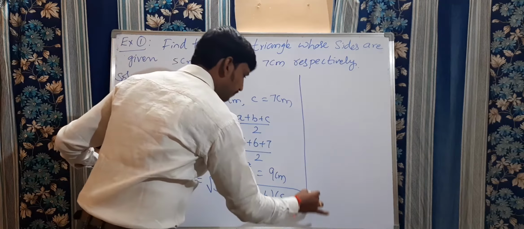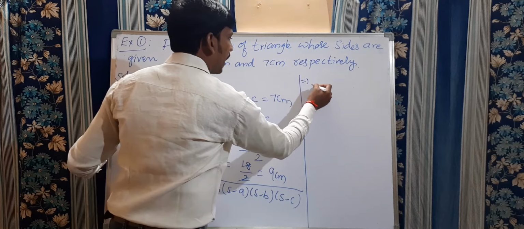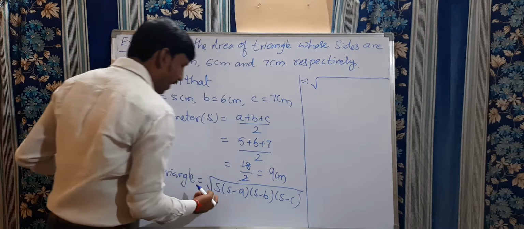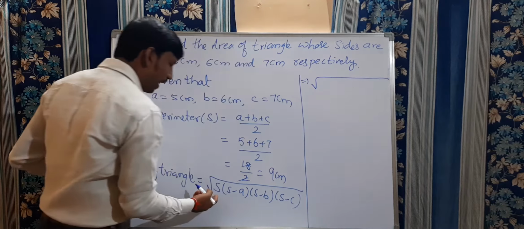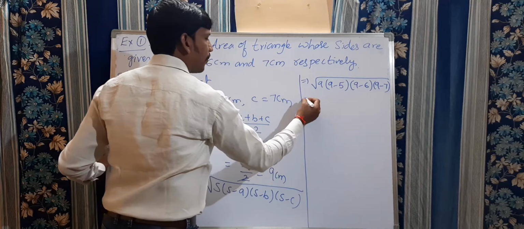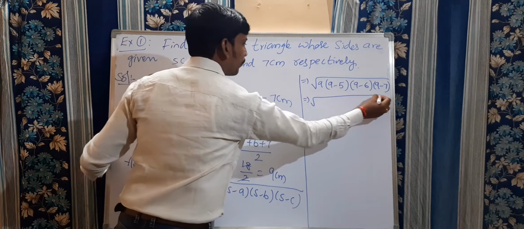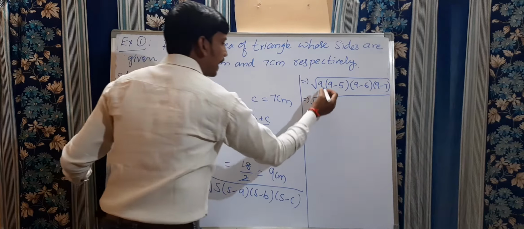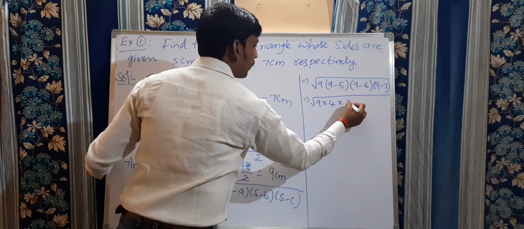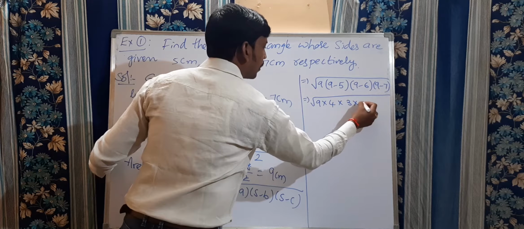Now see this here, which implies under root of, what is s value? S value is 9. 9 into 9 minus 5, a value, into 9 minus 6 into 9 minus 7. Clear, my dears? Which implies under root of 9 is 9 only. So 9 minus 5 is 4 into 9 minus 6 is 3 into 9 minus 7 is 2.